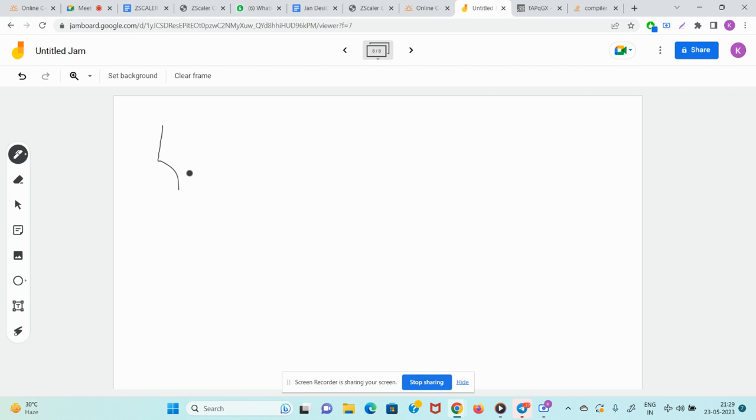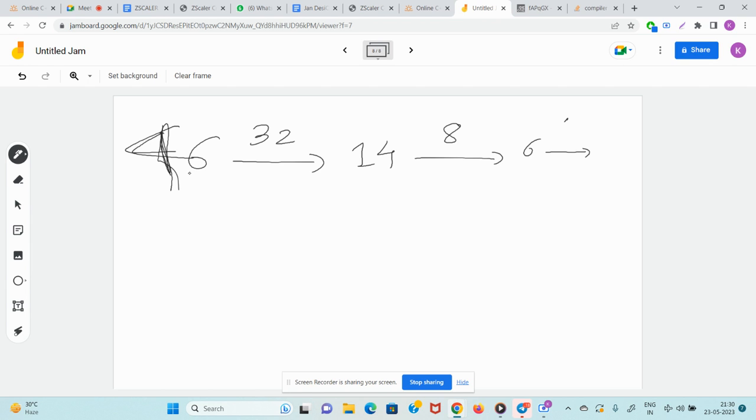Initially the number was 46. Then you use your brain and use a 32. After 46, it becomes 14. Now you use the power of 2, which is 8. So it becomes 6. You now use the power of 2 raised to 4. So it becomes 2. Now use common sense, guys.